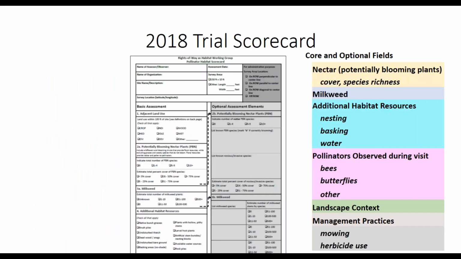So we came up with a trial scorecard, and our main 6 factors are nectar resources, which also provide pollen resources, so you could call them floral resources; milkweed for monarchs; additional habitat resources, which are a little more focused on things like bee nesting areas, but also open space and water. We have a category for pollinators that are observed during the visit to the site, landscape context, and then management practices. So those were the areas that are covered on the scorecard.